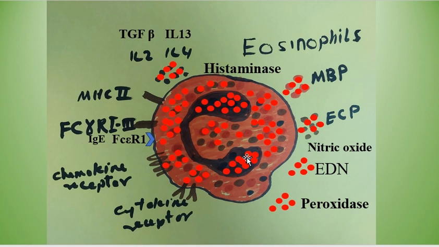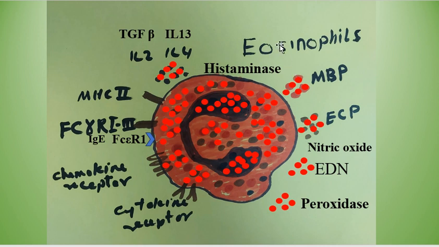Also, eosinophils produce histaminase, and as you know, histamine during the course of inflammation increases capillary permeability and vasodilatation. So histaminase is an anti-histamine, and that leads to an anti-inflammatory property. So eosinophils have an anti-inflammatory property when they produce histaminase.